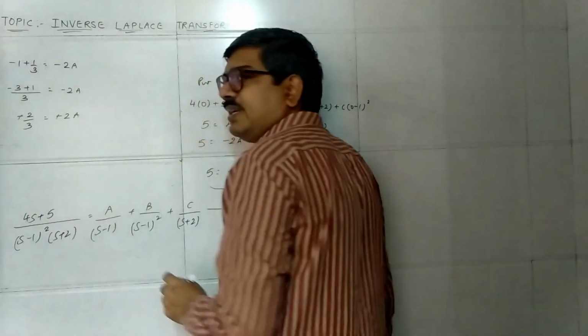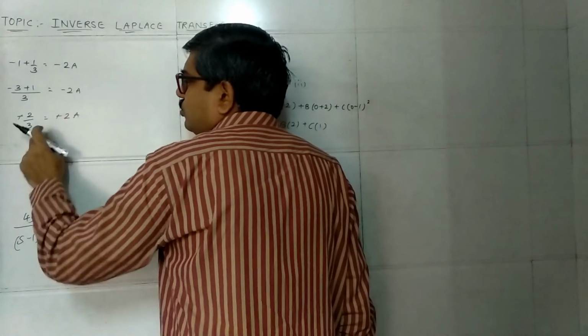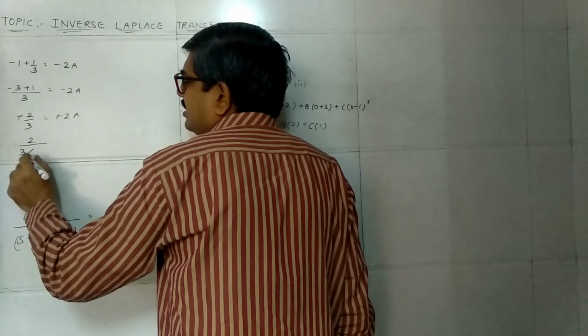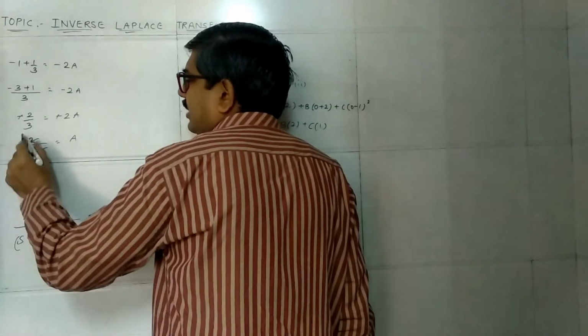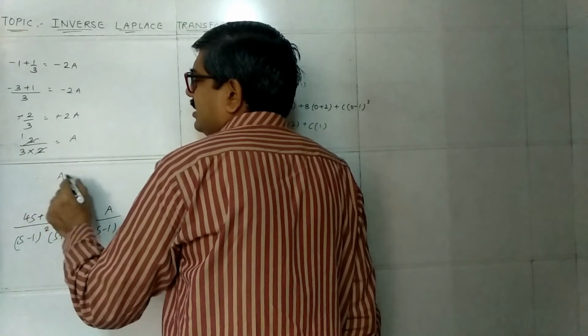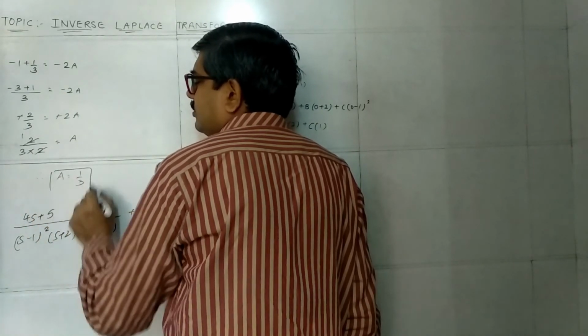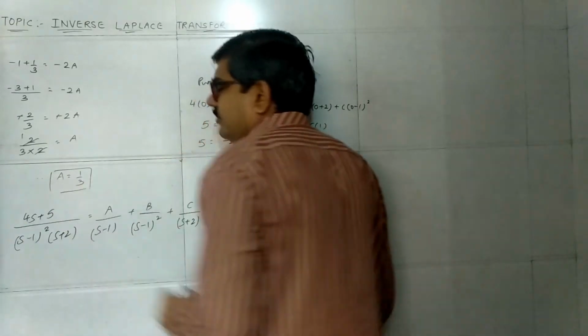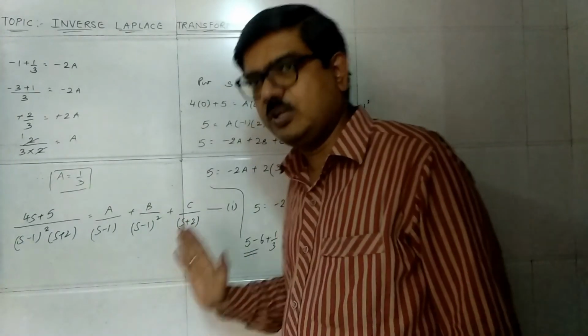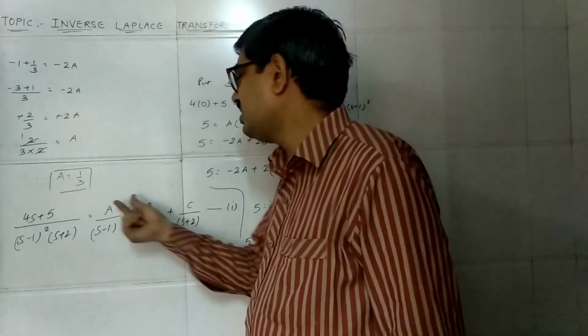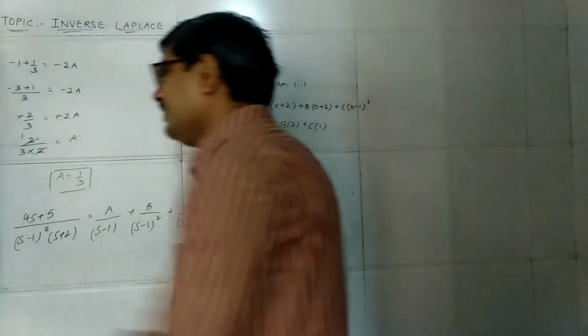Minus minus get cancelled. Then bring this 2 to the LHS. So 2 by 2 cancel. Therefore a is equal to 1 by 3. So value of a is 1 by 3. Now we will put the values of a, b, c, whatever we got, in this equation number 1. Okay. So let us see.